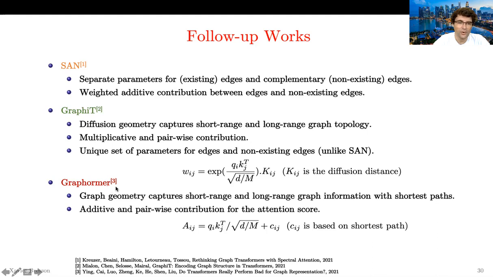Then we have GraphTransformers. So this has a very similar idea that we want to add some pairwise interaction between the nodes inside the attention mechanism. So here they did it by adding in the attention score an extra term, which depends on the shortest path between i and j.